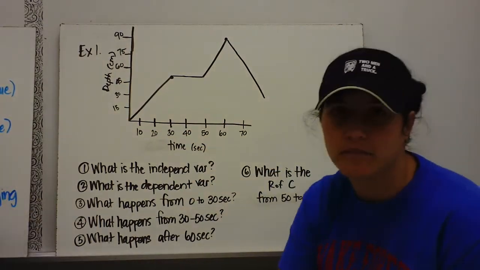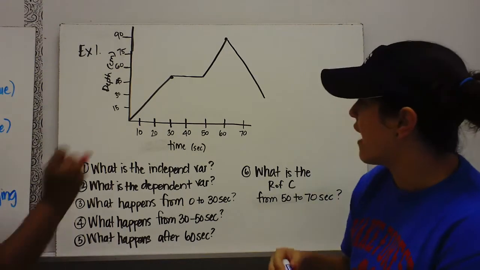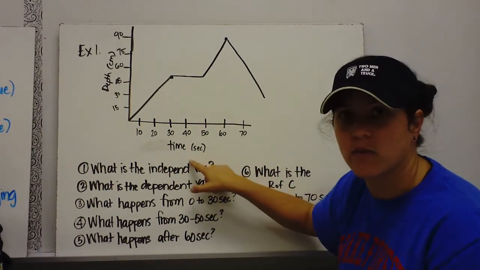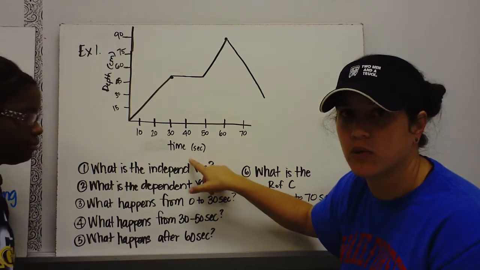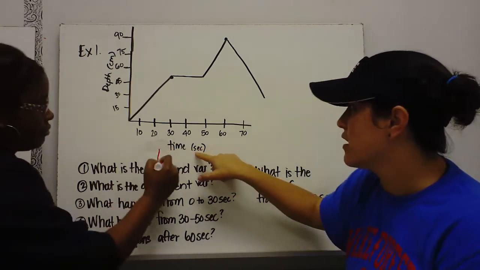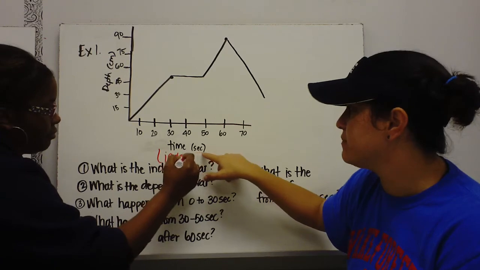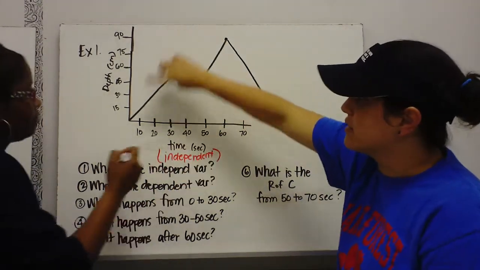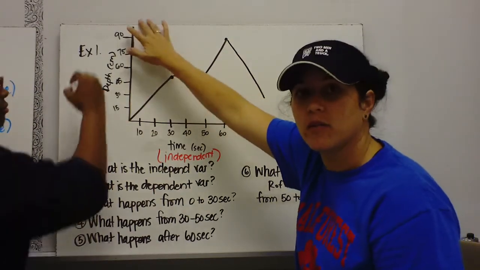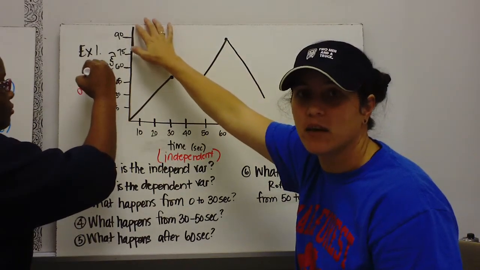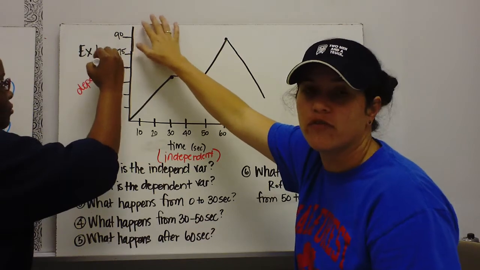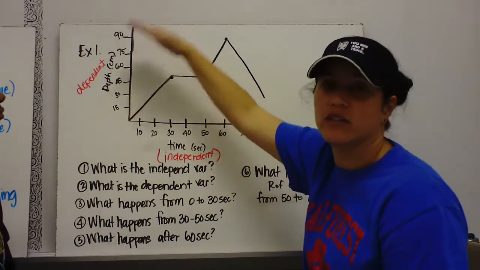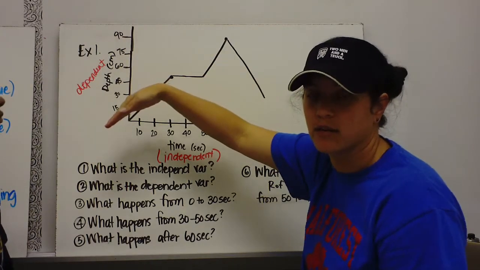All right, so example 1, we have a graph. And this graph is the time in seconds. So this would be your independent variable. This is the x-axis. The time in seconds it takes to get the depth right here. This is your dependent variable, the depth in centimeters of a bathtub filling up with water. So we're filling up a bathtub with water. From 10 seconds to 70 seconds, the water is filling up the depth of the bathtub.